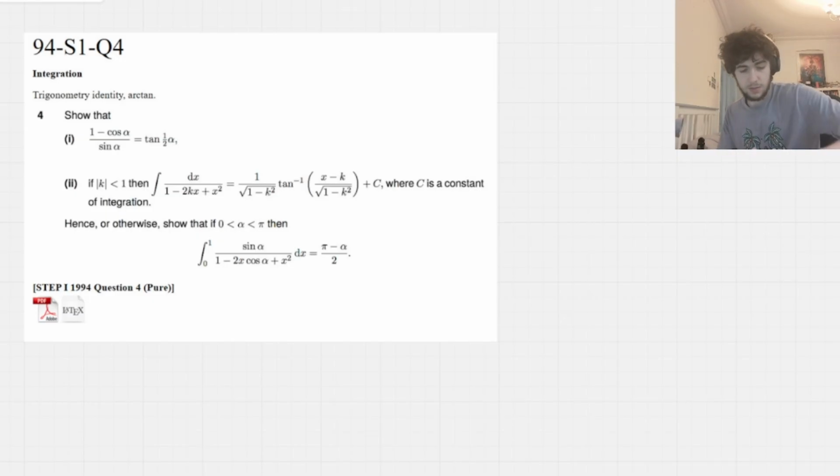Okay, so this question's on the theme of integration. All right, so we need to show, first of all, well, integration, but also there's a little bit of trig at the beginning. So we need to first show that (1 minus cosine alpha) over sine alpha is equal to tan of alpha over 2. So how are we going to do this? Well, first of all, we need to figure out, what's 1 minus cosine alpha?